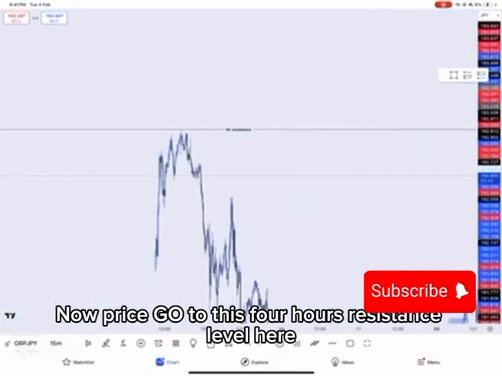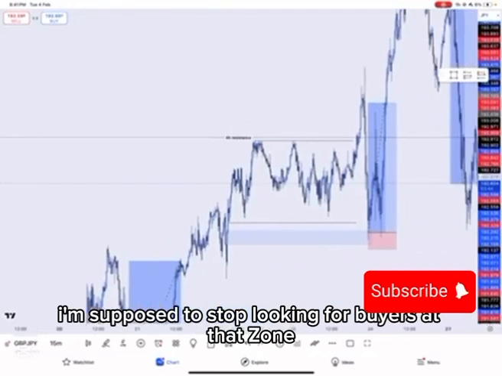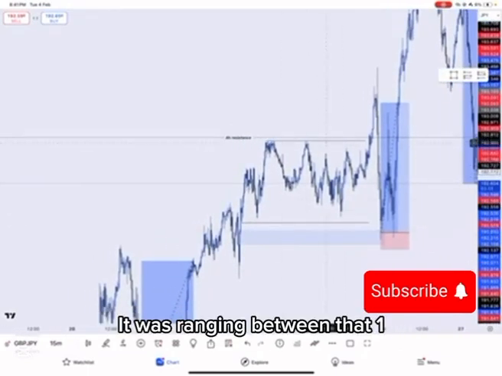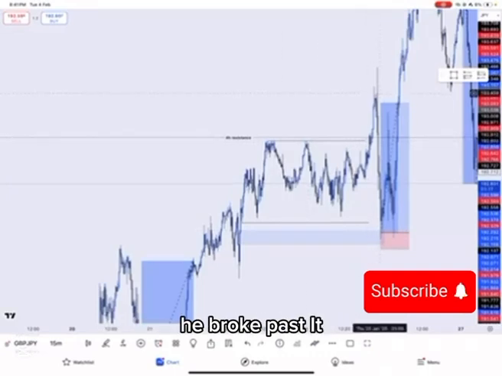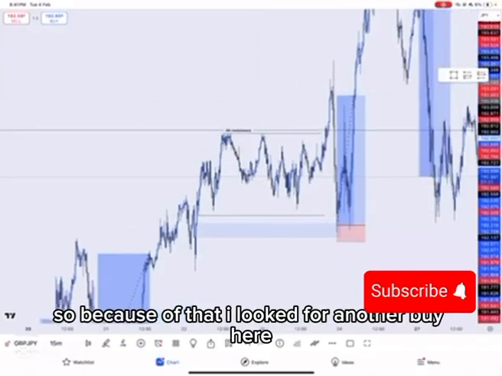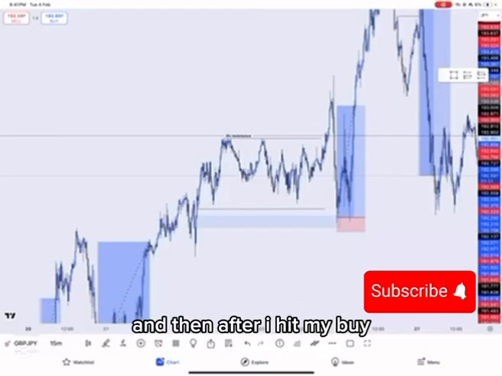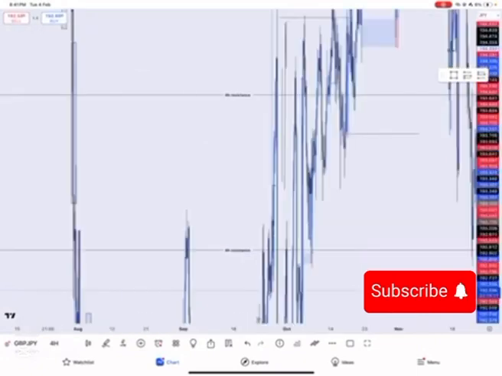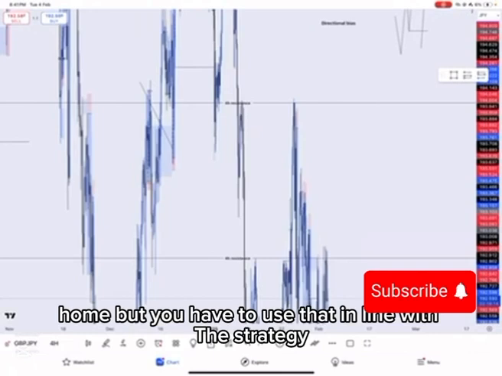Now price got to this 4 hours resistance level here. Expectedly, I'm supposed to stop looking for buys at that zone. But before price came here to trigger my zone, it was ranging below that 4 hours resistance level and never touched it. Immediately when price touched that zone, it broke past it. It's telling me that this zone is not going to hold for reversals. Because of that, I looked for another buy here: structure shift, inducement, order block. I took this buy, and after I hit my buy, price got to another zone on the 4 hours time frame that I was expecting a reversal from. You understand the concept of support and resistance still works, but you have to use it in line with the strategy that you trade with.